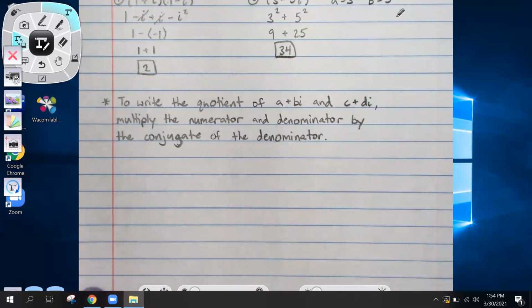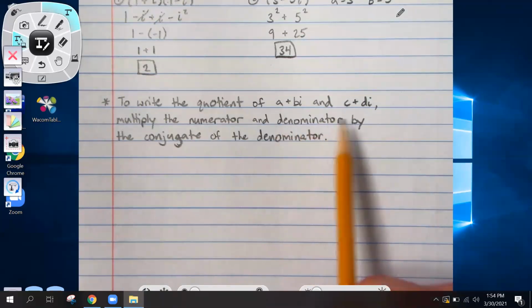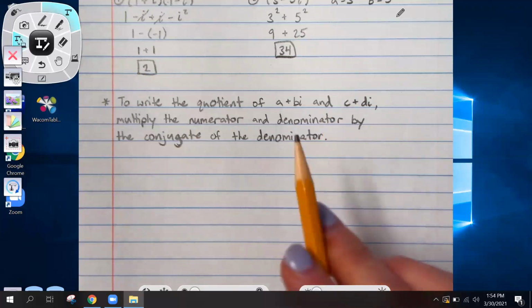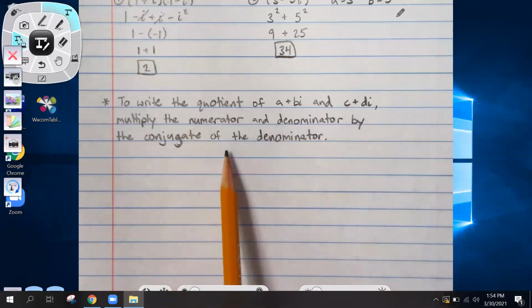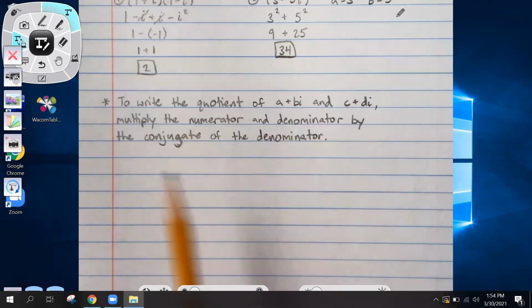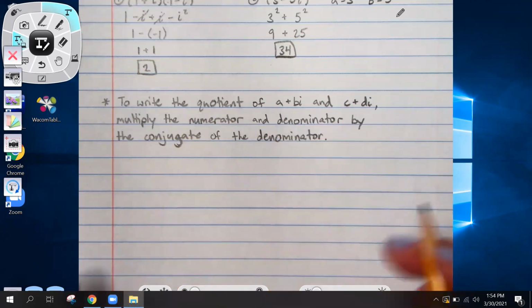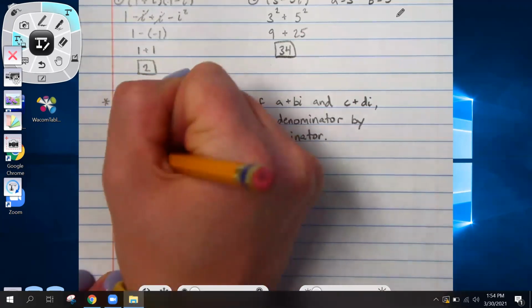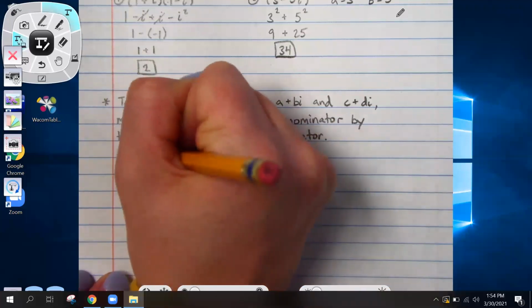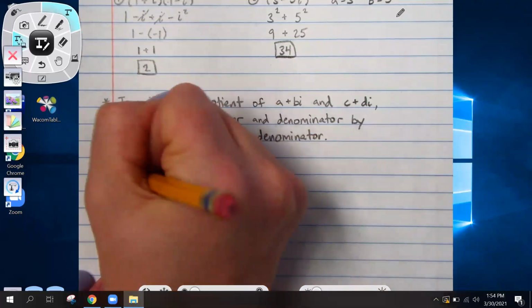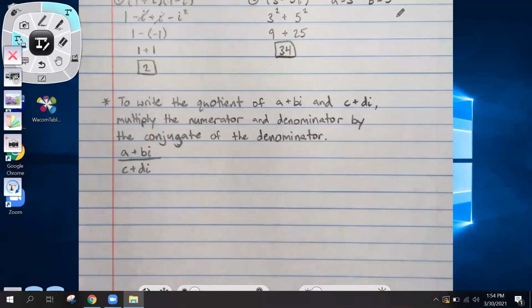Okay. To write the quotient of a plus bi and c plus di, so any two complex numbers, multiply the numerator and denominator by the conjugate of the denominator. So what this is going to look like is we have a plus bi divided by c plus di.